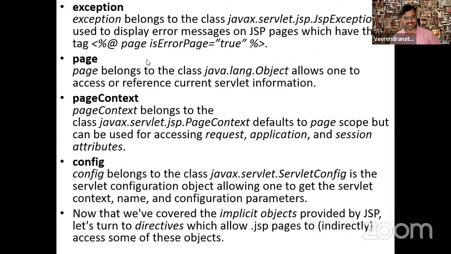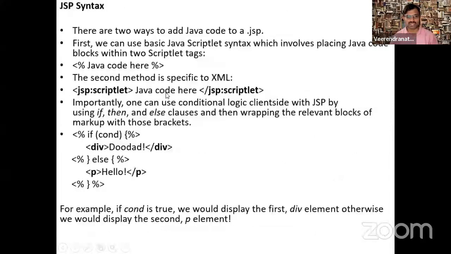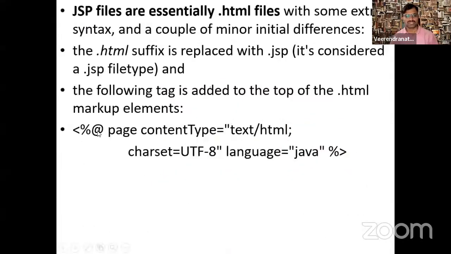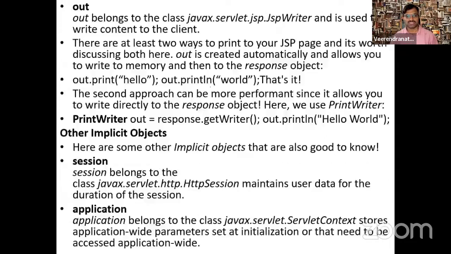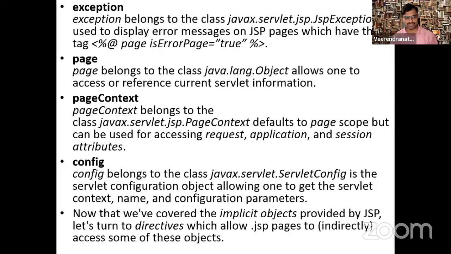Okay, so next, page. Page, in the sense, just now we have seen at the beginning that we generally start the JSP by using page. So this page means that the page content type is text/html, the character set it uses is UTF-8, and the language it goes on with is Java. So that is the page attribute over here.